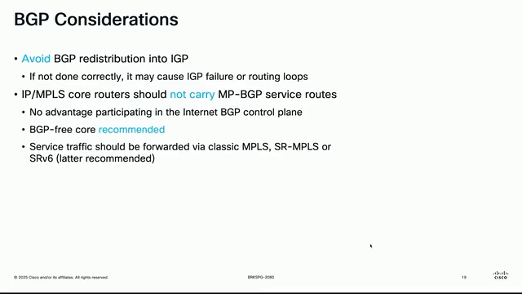We highly recommend that you do not redistribute BGP routes into IGP. It's not needed. If you don't do it correctly, it can result in IGP failure, routing loops. We also recommend that you have BGP-free core. There is no need to carry BGP routes in the core. You should always make use of classic MPLS, SR-MPLS, SRv6 for your service traffic.